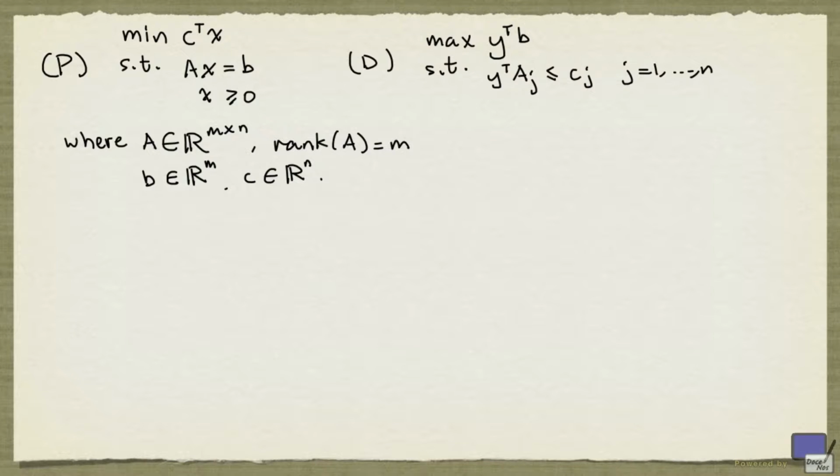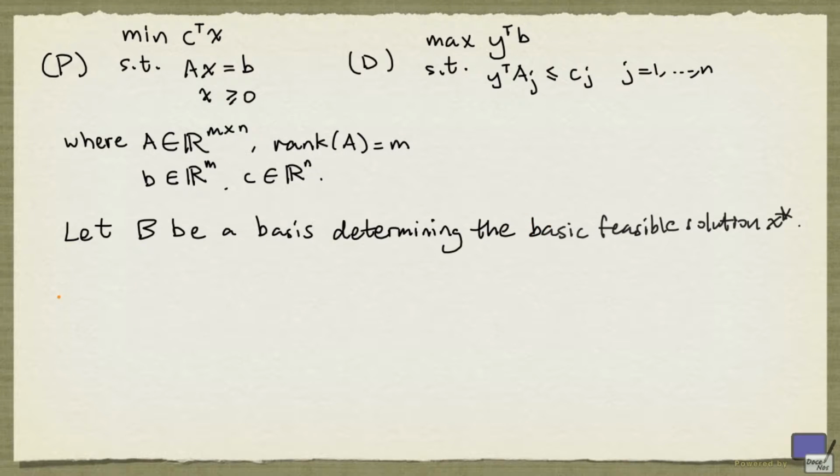Here we have our usual primal dual pair of linear programming problems P and D. Let B be a basis, determining the basic feasible solution X star. Recall that the way the simplex method detects if X star is an optimal solution is as follows.